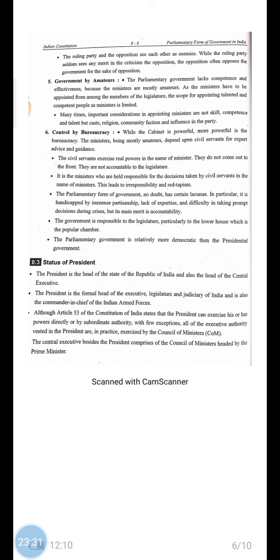Then government by amateurs. The parliamentary government has a lack of competence and effectiveness because the ministers are mostly amateurs, as the ministers have to be appointed from among the members of the legislature, and the scope for appointing talented and competent people as ministers is limited.